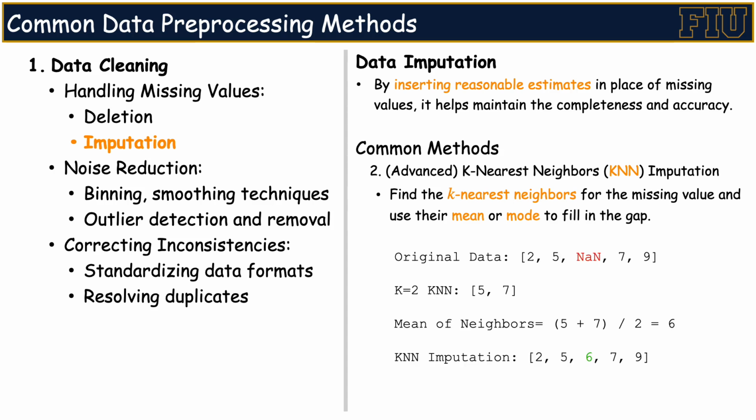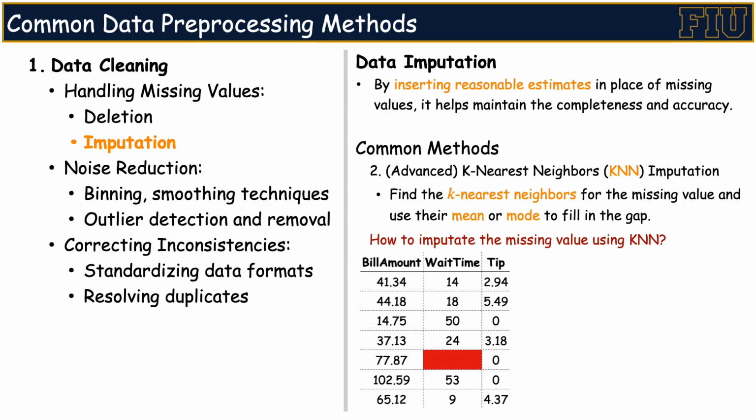Let's start with a simple example. In this case, we have a sorted dataset where each data point has only one feature. Based on this, the neighbors of the missing value are 5 and 7. If we set k to 2, meaning we only look at the two closest neighbors, 5 and 7, we can calculate the mean as 6. So, we use 6 to replace the missing value.